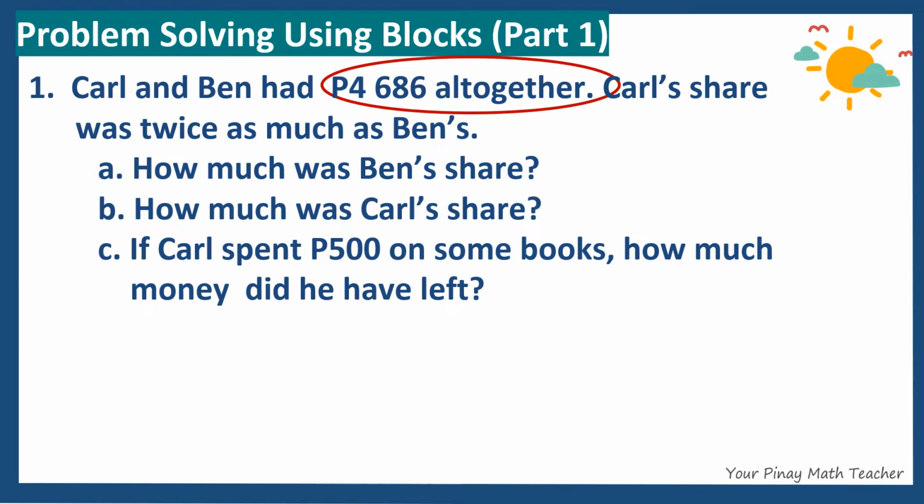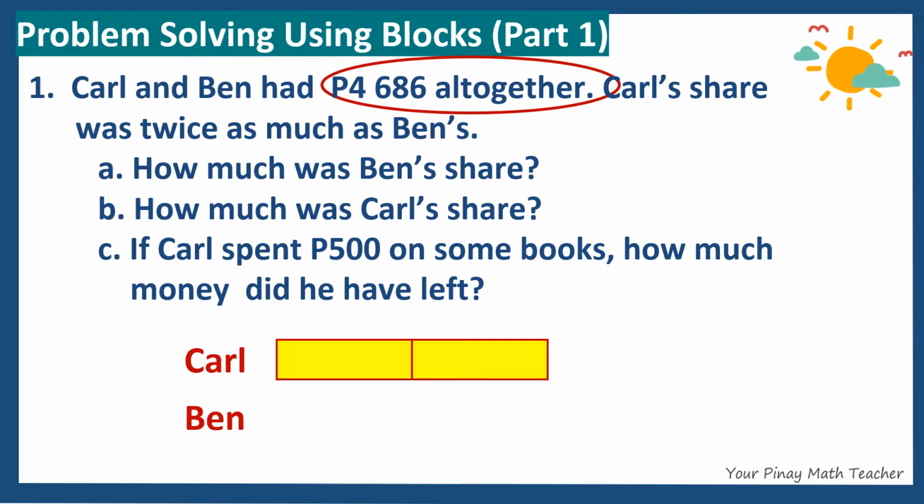This is their total amount altogether. Based on the second statement, Carl's share is twice as much as Ben's. So Carl has 2 blocks while Ben has only 1 block. The two of them have 4,686 altogether. How much was Ben's share? How much was Carl's share?